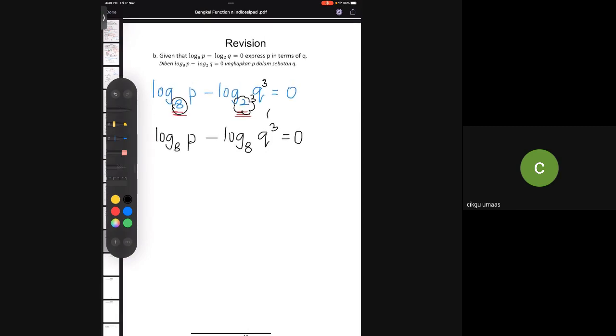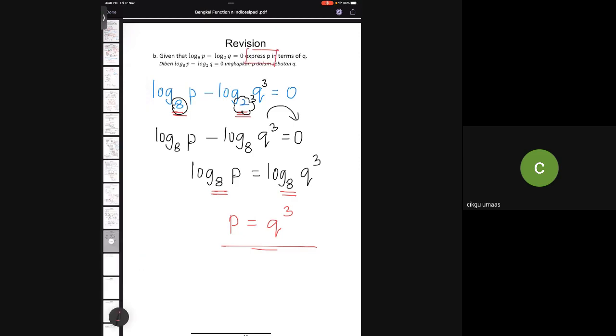Move to the other side. So when you move this to the other side, what happens? This becomes log 8p equal to log 8q cube. And since they are sharing the same base, I can actually simplify or cut it off and write what the question wants us to do. Ungkapkan p. That is what I did here.